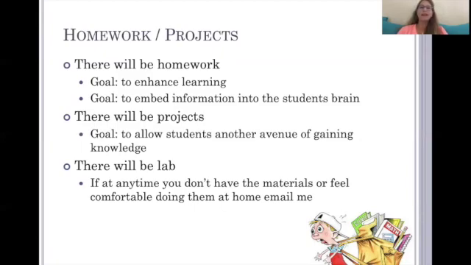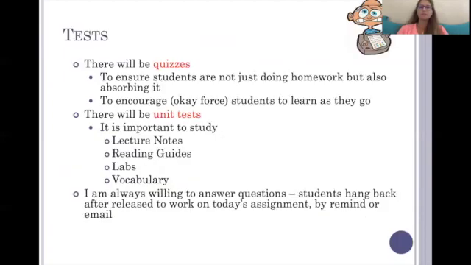My goal is not to have you in front of the computer for every single one of your labs and have them all virtual. I want you getting hands-on. Science is fun because it's hands-on.